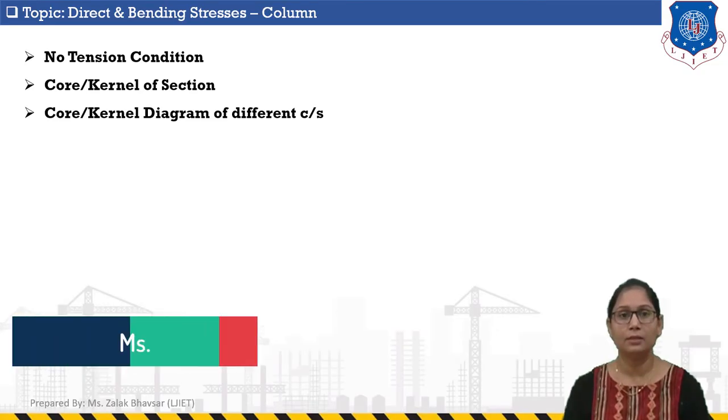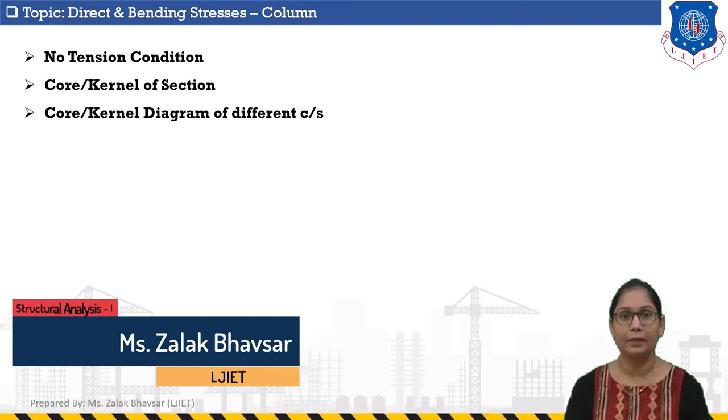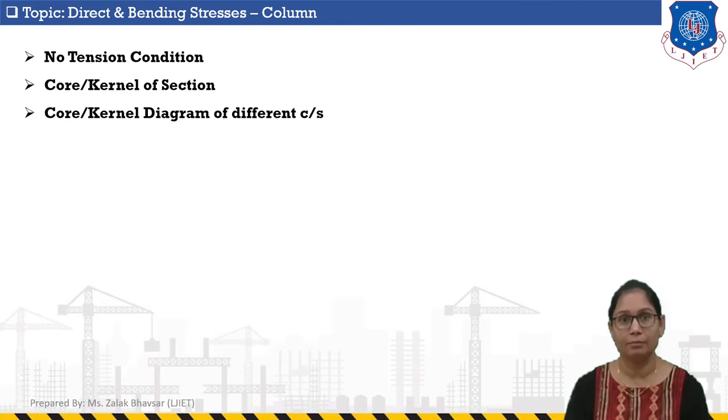Hello students, in this session we will discuss direct and bending stresses in a column section. In a previous session we discussed what direct and bending stresses are. So basically when a column section is subjected to an eccentric type of load, both direct and bending stresses will be developed in the column section.